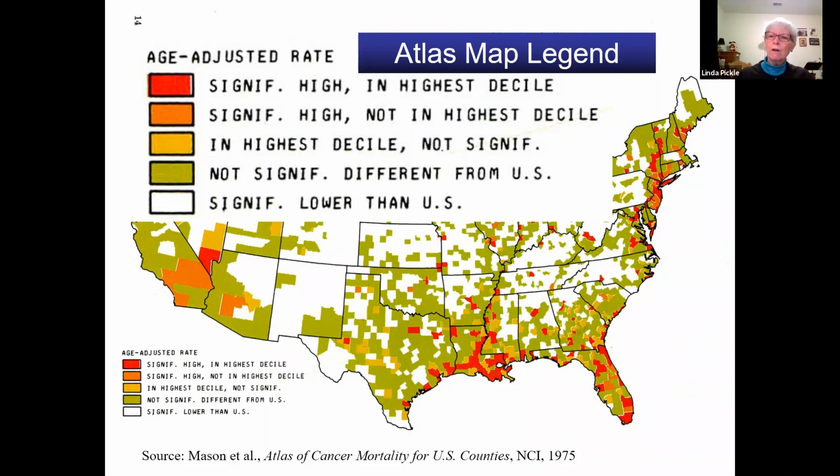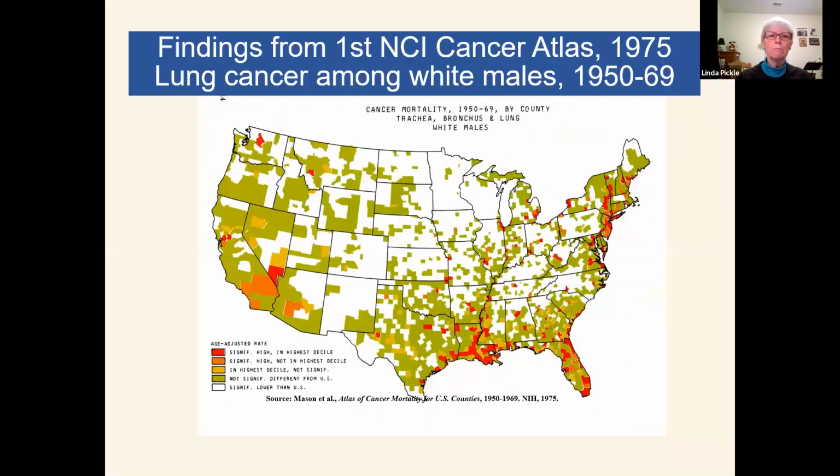And that rate could be very high, but not statistically significant because of small numbers. So this map has its limitations. Let's see what it might have been good for. This is from that first atlas, 1975, lung cancer among white males. I've gone through the whole legend, but let's just focus on the red spots.